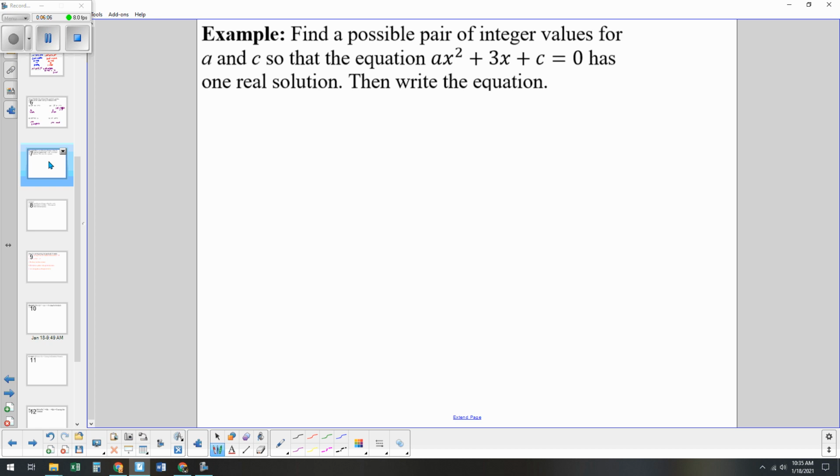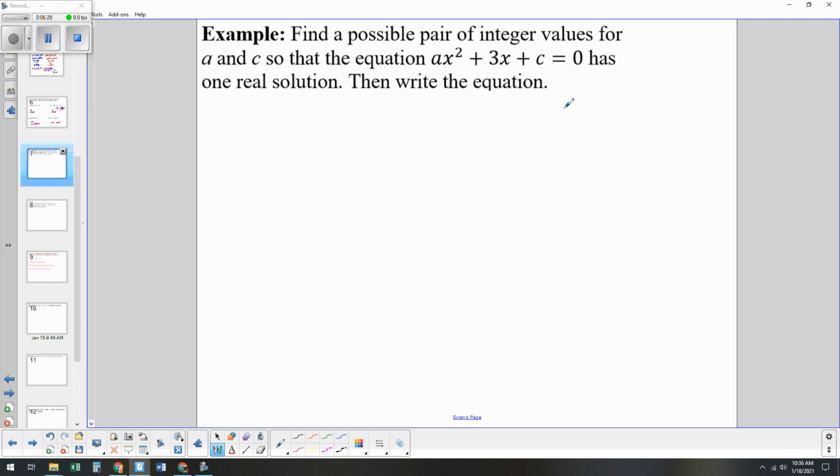We can also use the concept of the discriminant to determine what values a and c would have to be in order for it to have a specific type of solution. So in this problem, we want to know what values of a and c for this particular equation would give us one real solution.